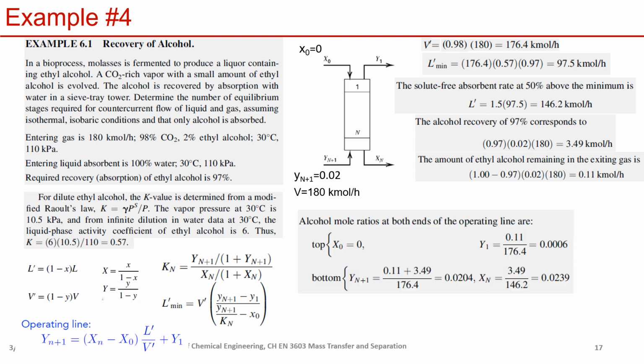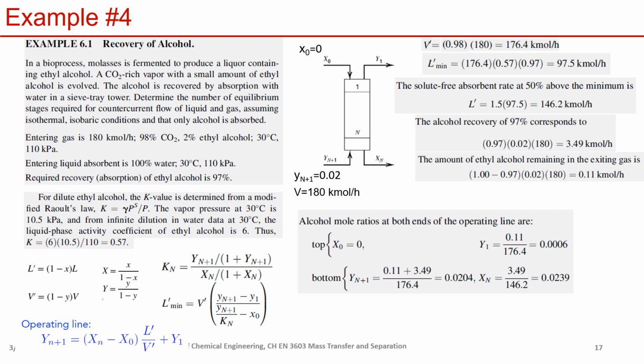Now we can determine the alcohol mole ratio at both ends of the operation line, right? Alcohol is a solute here. We need to figure out mole ratios of alcohol here and here. So at the top, X0 is 0, that's given. Y1 is basically this, right? That's the amount of alcohol in the exiting gas stream divided by the amount of CO2 in the exiting gas stream, you get this mole ratio.